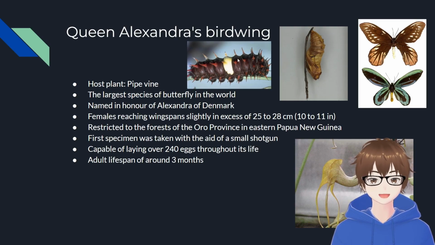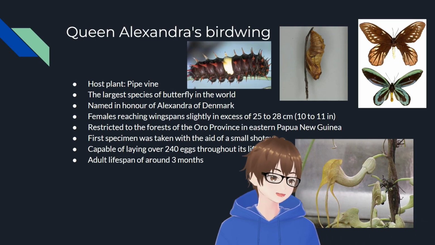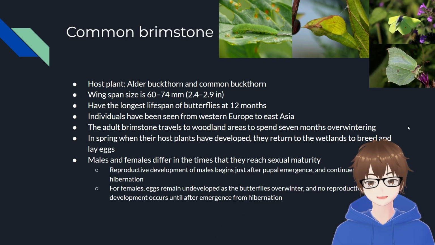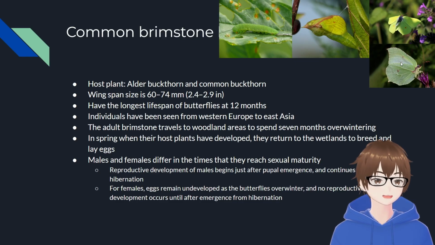So then I have a picture here of the caterpillar, then also of the pupae, chrysalis, and then also of the adults. So the top brown one is, of course, the female, and then the bottom one that is iridescent, kind of greenish blue, is the male. And then behind me here, I have a picture of a pipe vine that they live on. Then we have the common brimstone, or common brimstone butterfly, or sometimes even just called brimstone. So I have some pictures here of them. They stay pretty green throughout their life, from the caterpillar to the pupa to the adult form.